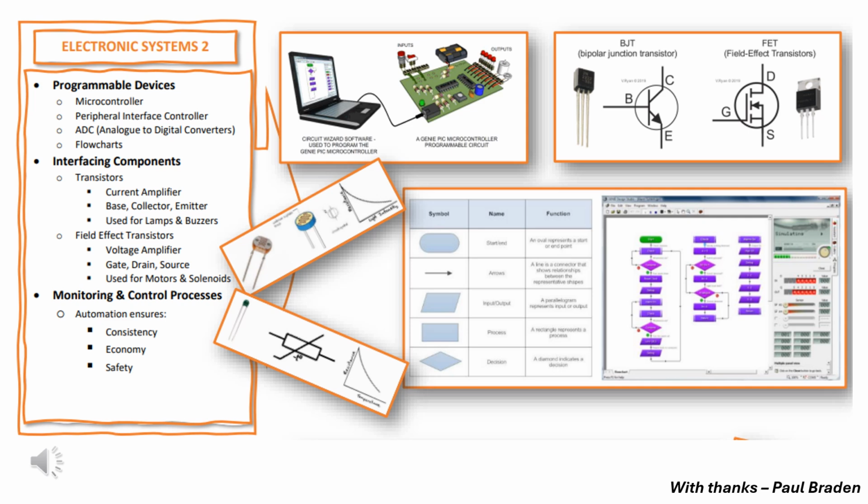So some of the things that we are going to cover in this part of electronic systems, and again, thank you to Paul Braden who produced the revision resource, are microcontrollers. We're going to need to know a little bit more about programmable devices and analog to digital converters. We'll also talk a little bit about the flowcharts and refer back to some of the symbols that we've used and go through some of these questions that may help you with your revision as you prepare for your exams.